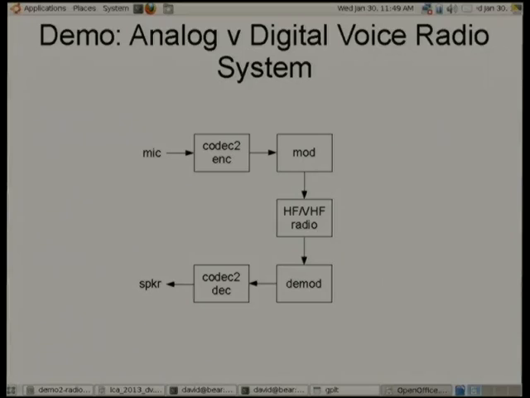So what we're going to do here is the whole system. We'll start with some input speech. We'll pass it through the codec and then through the modulator, and I'll play to you what the samples sound like from the modulator, the modem tones. Then it passes through a HF VHF radio.